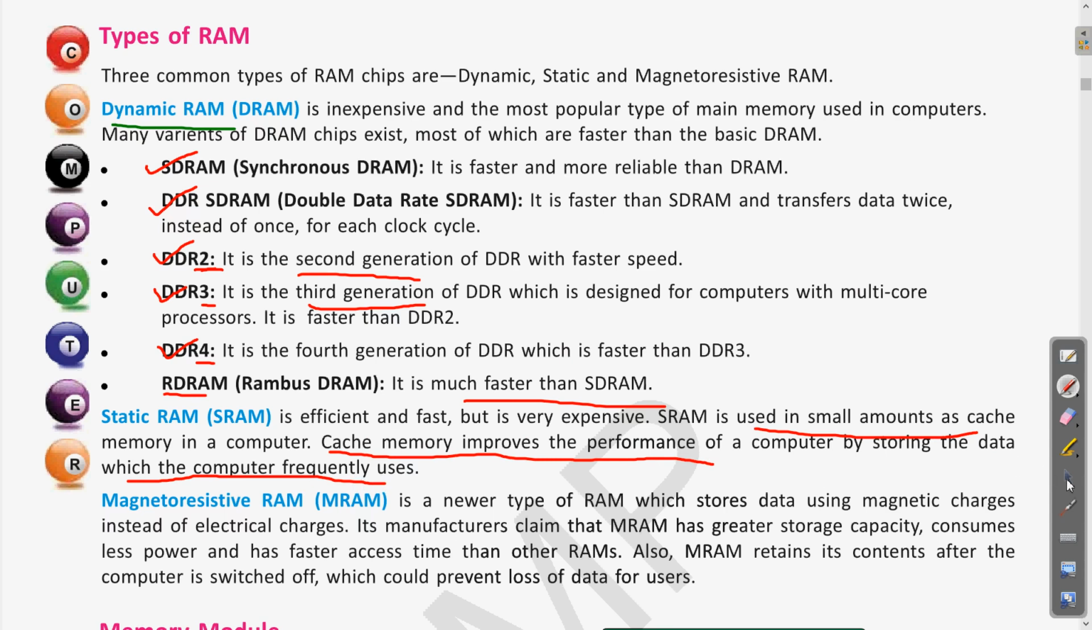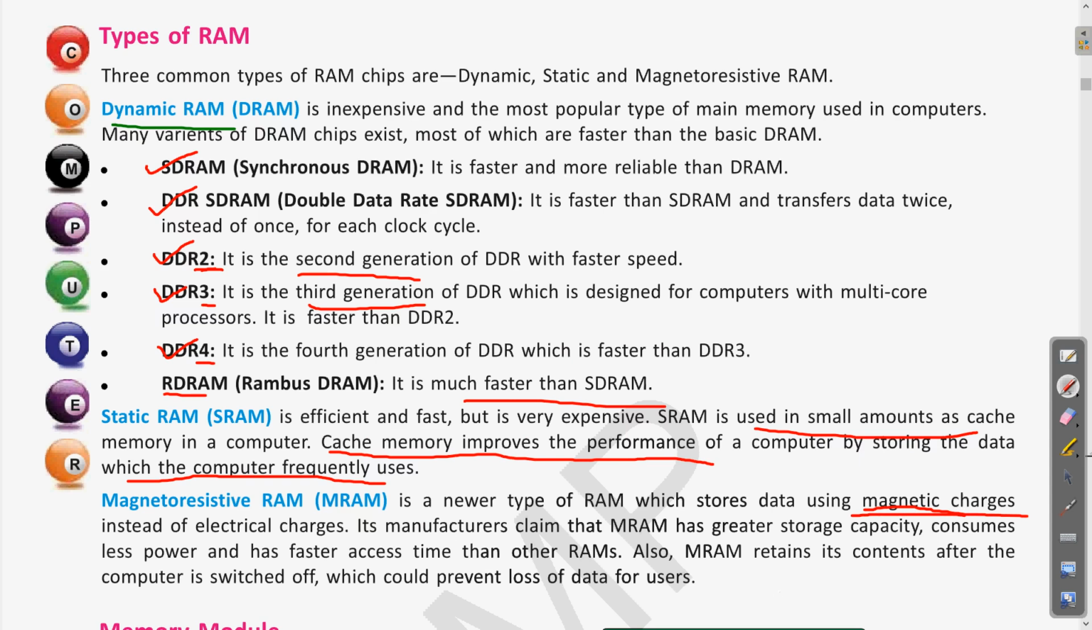Then we have one more type, that is the magnetoresistive RAM. In magnetoresistive RAM, instead of electric charges, these store the data in the form of magnetic charges. So because of the magnetic charges, the name is magnetoresistive RAM.